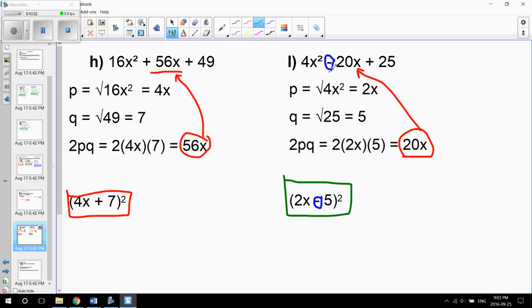So just remember to look at the sign in front of that middle value when you're doing perfect squares, because that negative has to carry down into our final answer here.